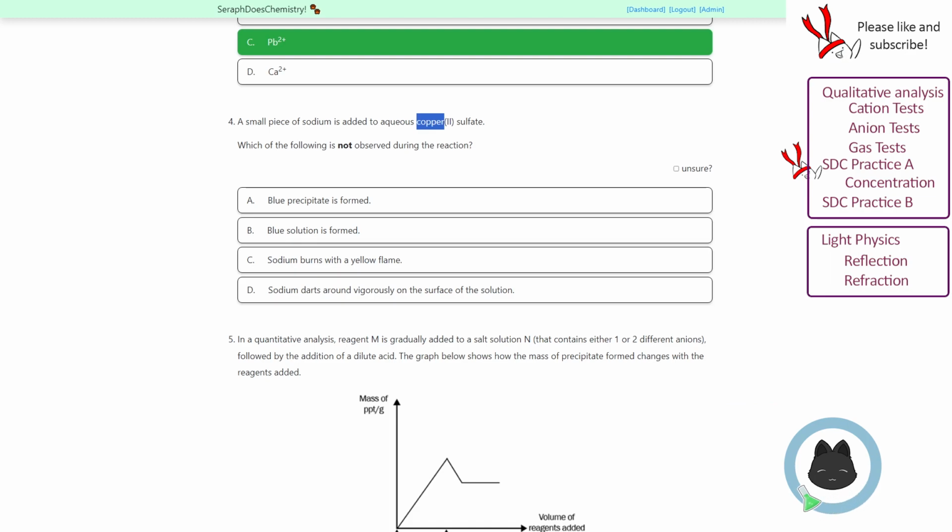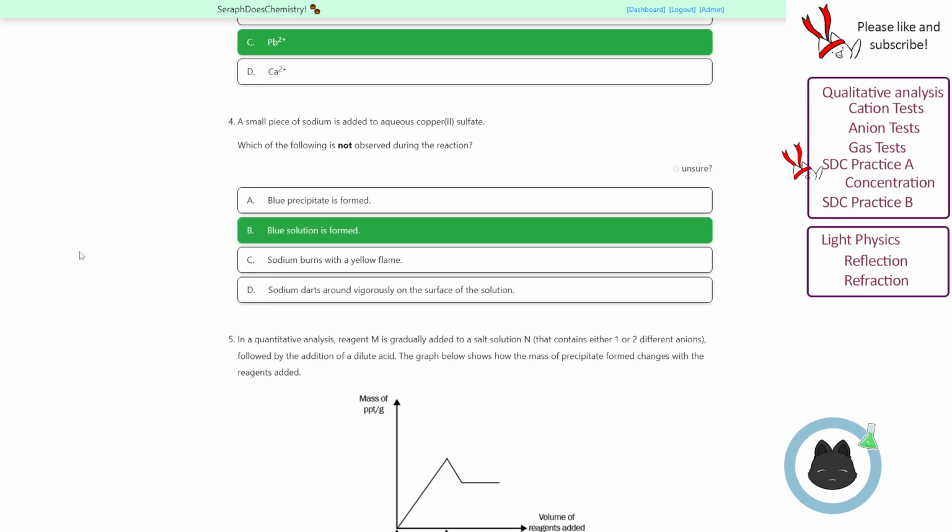Then you have to ask yourself, when the blue precipitate forms, is it soluble in excess? Because we apparently add so much and it's excess now. No. Insoluble. Yes. Okay, so which one is not observed during the reaction? C? No. Sodium burns with a yellow flame because it reacts vigorously. So you burn and then you fly around on the surface. So both C and D happen. We're looking for not observed. B. Basically it cannot dissolve, so blue solution will never form.